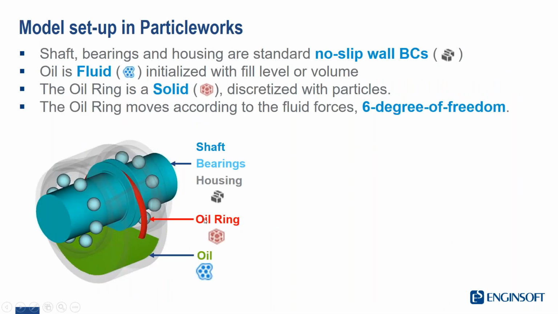Here there is a scheme of the setup in Particle Works and also the geometrical elements that we included in this modeling. So we do have a shaft, some bearings, very schematized and reported here in a very simplified way, and then also a housing all around. These three elements were assigned to a no-slip wall boundary condition. So the rotation of every one of these elements, or let's say the kinematic law, were predetermined, and they were set up by us.